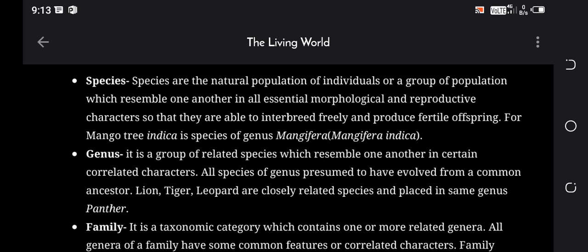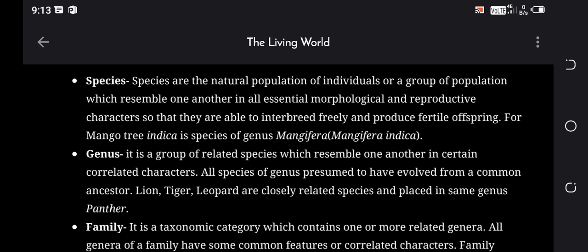Okay, so what is a species? Species are the natural population of individuals or a group of populations which resemble one another in all essential morphological and reproductive characters, so that they are able to interbreed freely and produce fertile offspring. For the mango tree, indica is the species of the genus Mangifera: Mangifera indica.